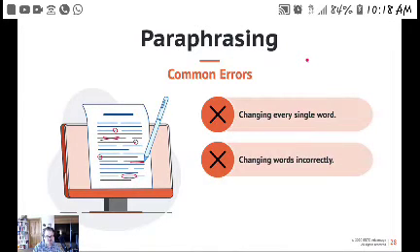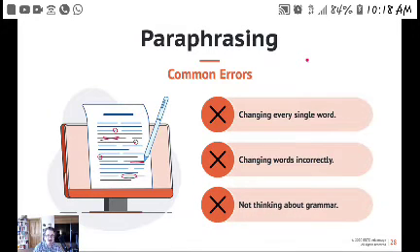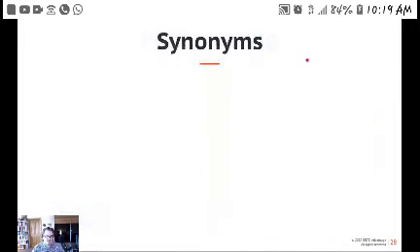Changing words incorrectly. Often students will guess what a synonym will be, or they think, I don't really know this for sure, but I think it's kind of like that, so they change it, and that leads to a mistake. You should only change a word to something you know means the same thing and is correct. And then also not thinking about grammar. When you change the words, you change the relationships between the words, and grammar is also always about the relationships between the words, so you need to be aware of that.